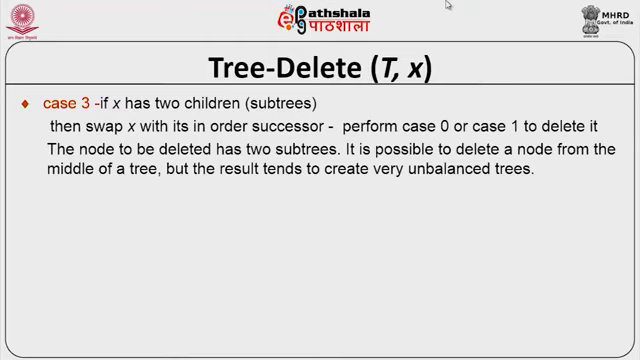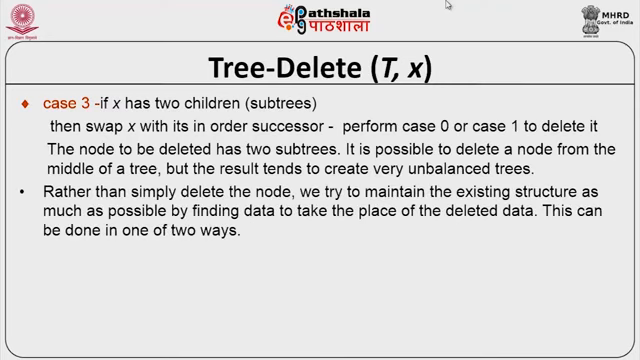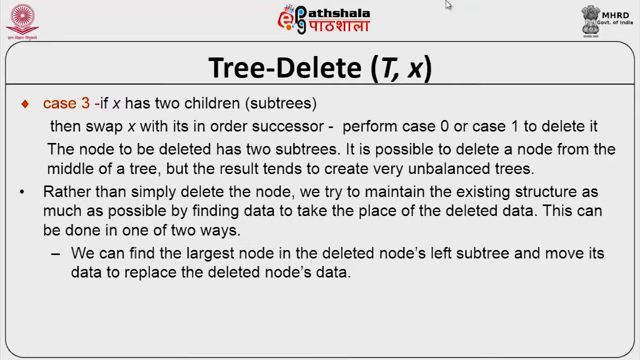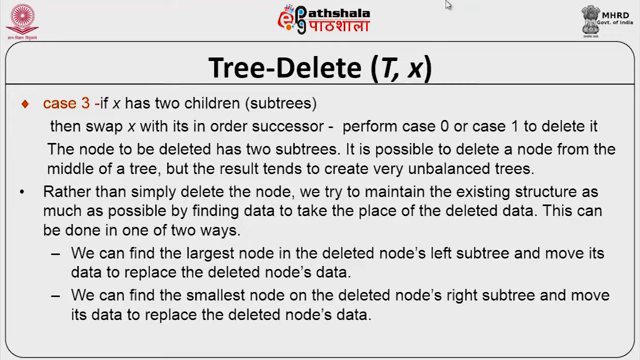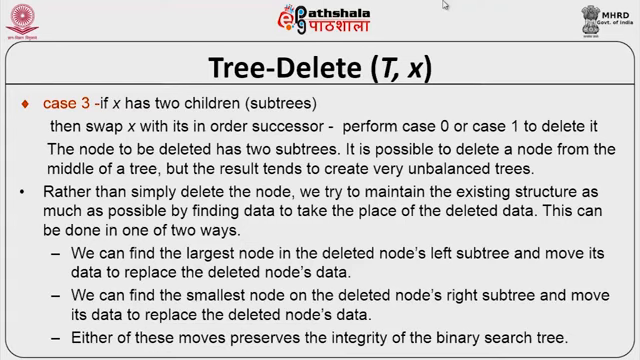You do the deletion there. The node to be deleted has 2 subtrees. It is possible to delete a node from that, but the result should leave the tree still in the proper organization. So, instead of deleting the node, you maintain the property by replacing it with the in-order successor. We can find the largest node in the deleted node's left subtree and move that to replace it, that is the in-order predecessor, or you can find the smallest node in the right subtree and replace with that, that is the in-order successor. Either of these moves will still retain the property of the binary search tree.